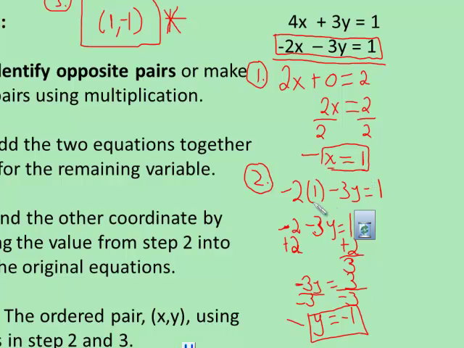Now to find the y, you have to substitute the 1 into the x. You pick an equation from here, and you put the value of x in that equation. So we picked this equation right here. So we put -2, and 1 for x equals 1. Minus 3y equals 1.